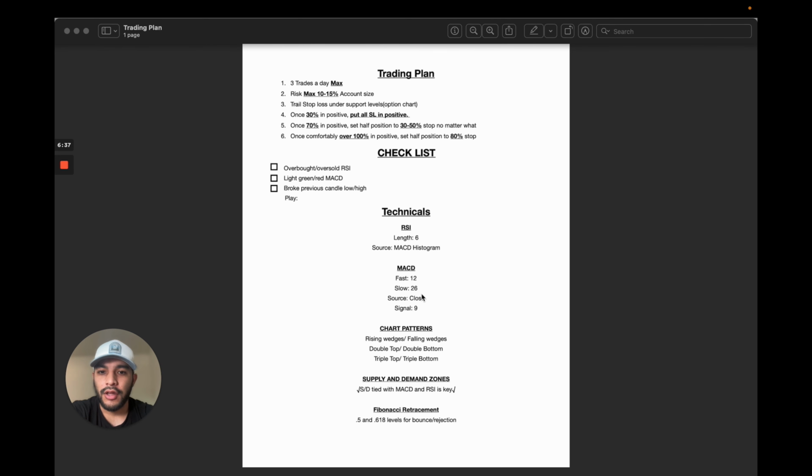And so for my MACD, the settings are the standard ones that come with the TradingView chart. The fast is 12, the slow line is 26, my source is close, and my signal is 9. So it's basically MACD is working off the chart and RSI is working off of MACD for me.